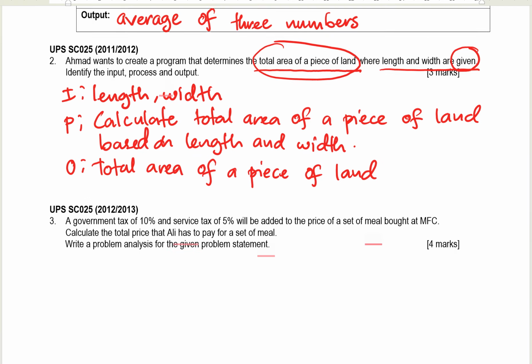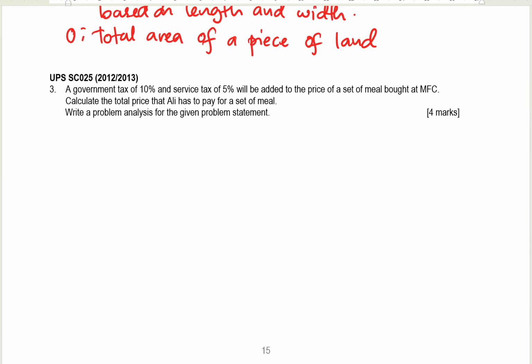Okay, next we move to question number 3. A government tax of 10% and service tax 5% will be added to the price of a set of meal bought at MFC. Calculate the total price that Ali has to pay for a set of meal. What are you going to get? So first of all, you have of course to identify the output. So we are going to get the total price. Okay, total price. So you just write down the output as total price.